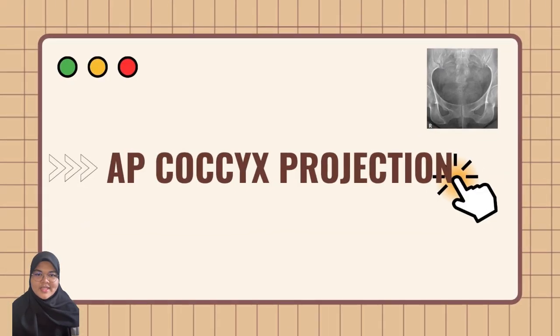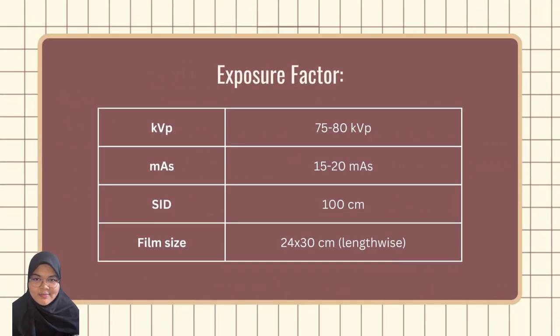So now we're going to continue with the coccyx projection. For the first one, we're going to discuss the technical factors that we use for this examination. The kVp we use is 75 to 80 kVp. For mAs, we use 15 to 20 mAs, and for the SID, we use 100 centimeter SID.